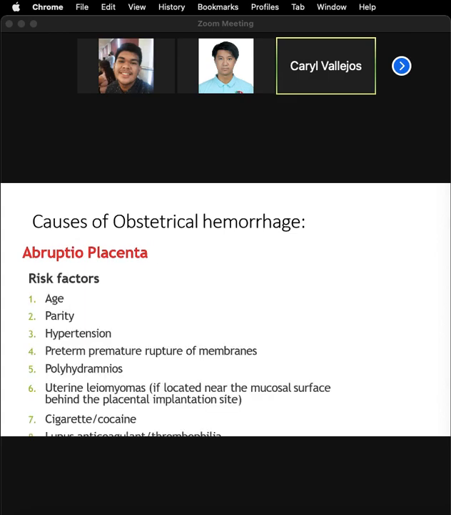So what are the risk factors of your abruptio placenta? The age, parity, hypertension, premature rupture of your membranes, polyhydramnios, uterine myoma, cigarette smoking or cocaine use, and your lupus anticoagulant and thrombophilias.